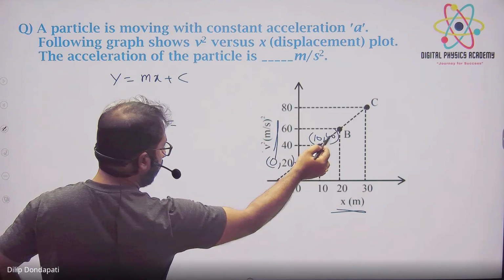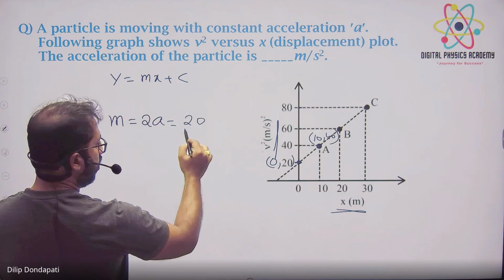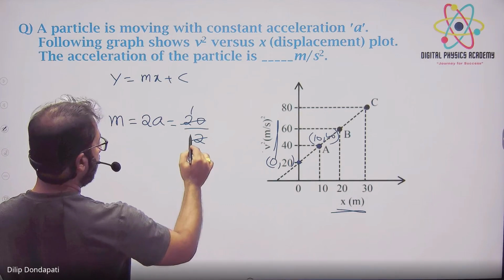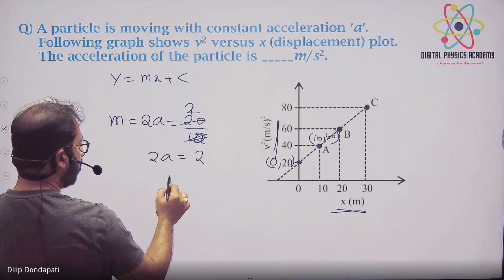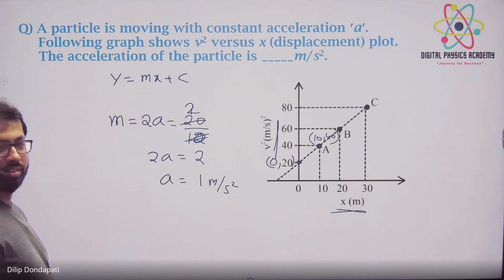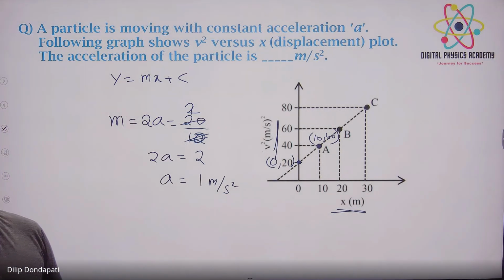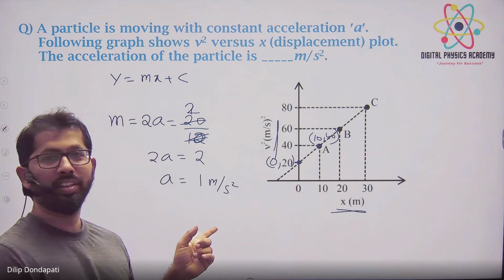Y2 minus y1, 20 by 2. 20 by 2 is? No, 20 by 10. 20 by 10, how much will it be? That's 2. Now 2a is 2, right? 4, yeah. Arey, why 4? A is so much, 1. Sir, A is 1. Yes, you are making this mistake, in a hurry.